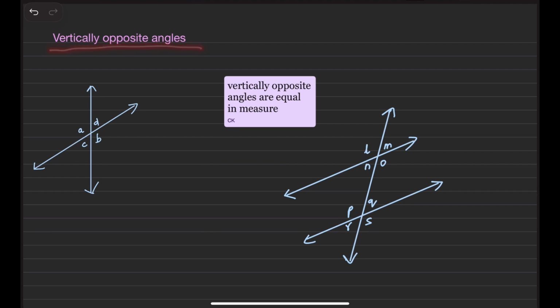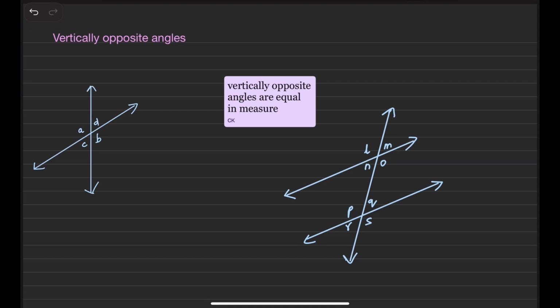The first is vertically opposite angles. In vertically opposite angles, firstly, how are you supposed to identify whether they are vertically opposite or not? These two lines have to intersect each other at a point, and then the opposite angles are equal. For example, D is equal to C and A is equal to B. That's all vertically opposite angles are all about.